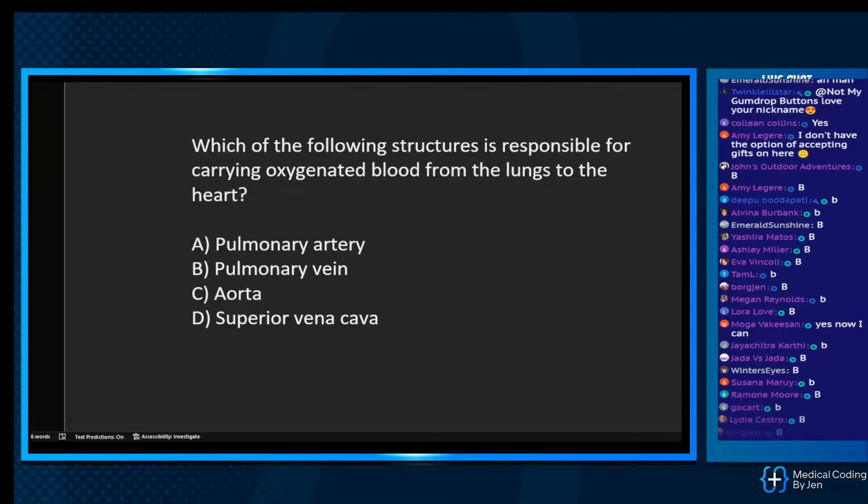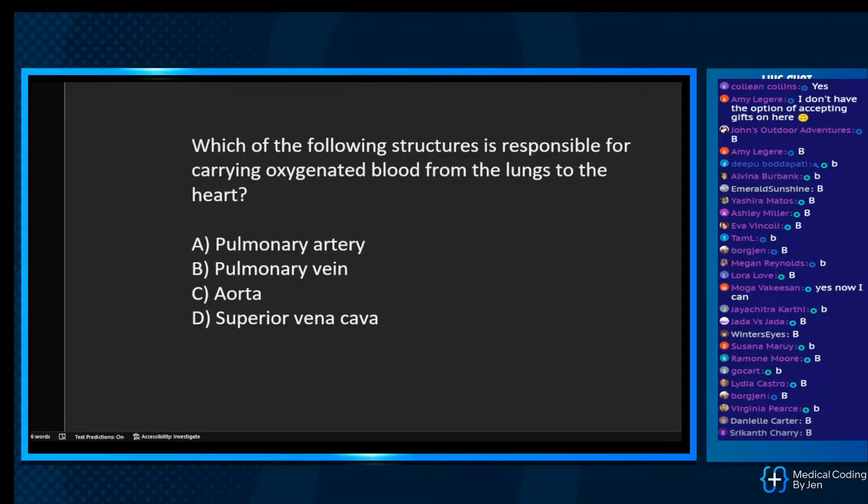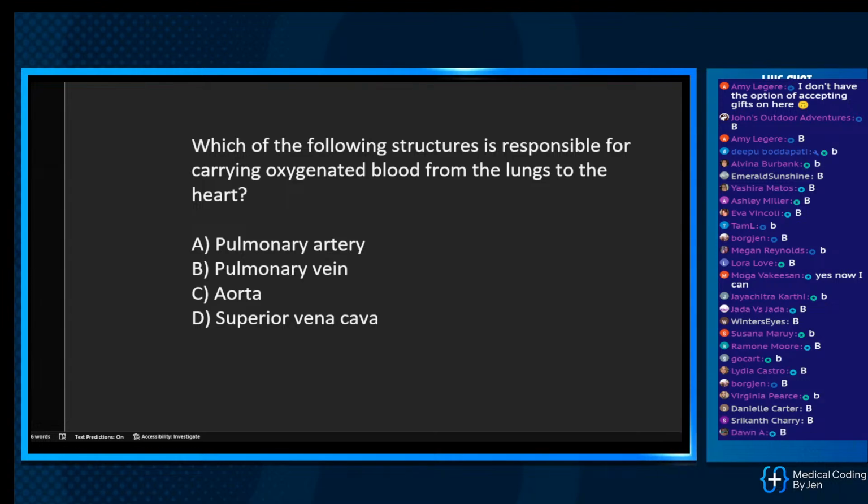Okay, another tough one. Which of the following structures is responsible for carrying oxygenated blood from the lungs to the heart? What do you think about that one?